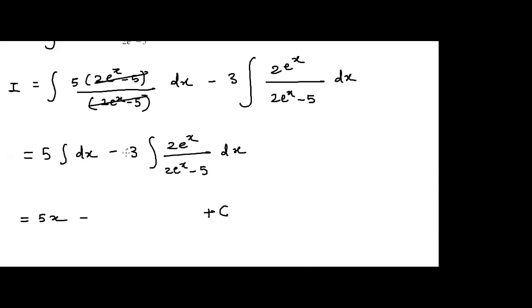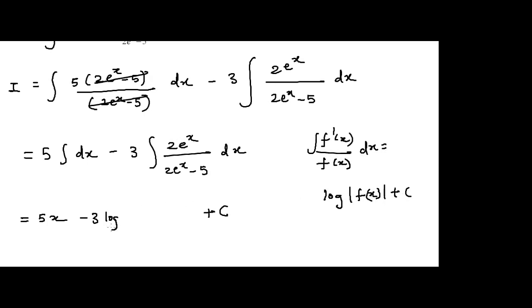And what will happen over here, minus 3 integration of f'(x) upon f(x) dx? That is nothing but log of mod of f(x), isn't it? You've learned this, plus c. Then that formula I'm going to put over here: log of mod of 2e^x minus 5, plus c. I hope you understood this sum perfectly, isn't it?